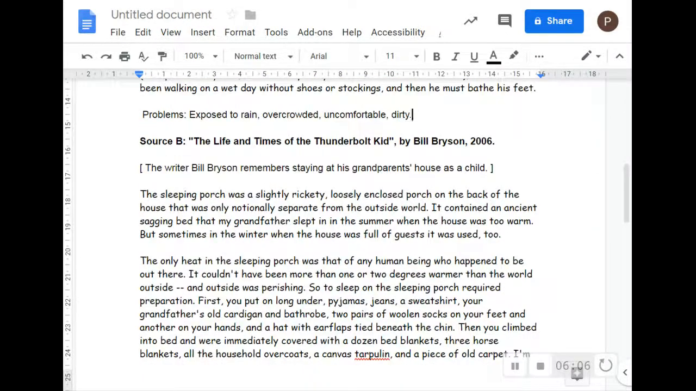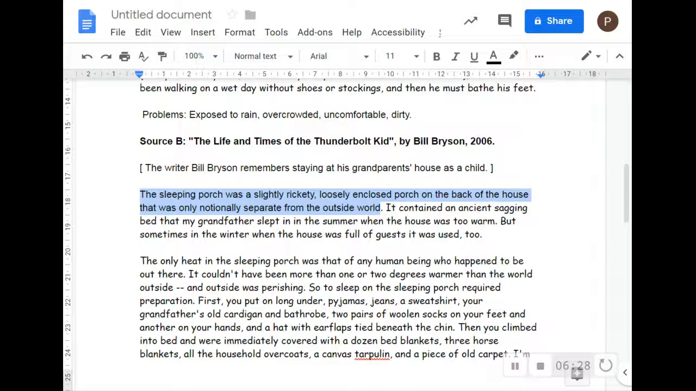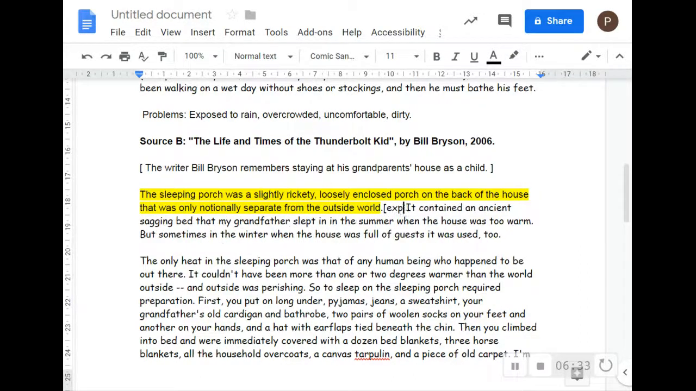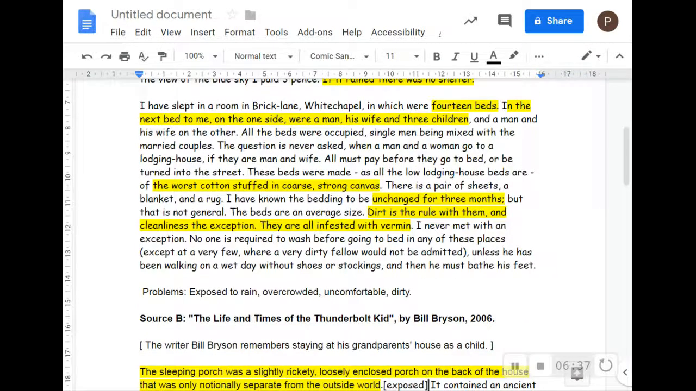The sleeping porch was a slightly rickety, loosely enclosed porch on the back of the house that was only notionally separate from the outside world. So here we're seeing a problem. It's loosely enclosed, only notionally separate, not really separate from the outside world. So I would say this one here shows us that it is exposed. That is a problem we've already seen in here.